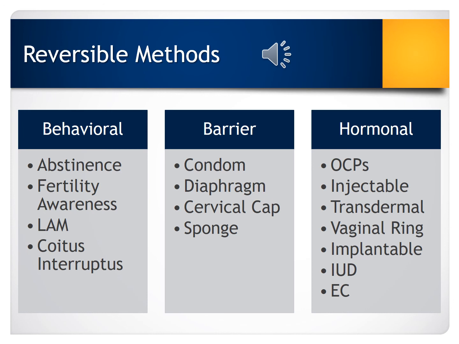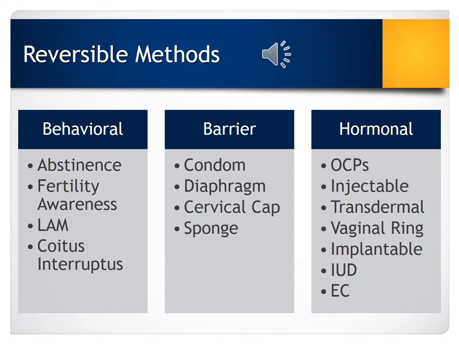Lastly, we have hormonal contraceptives, which include oral contraceptive pills or OCPs, injectable, which is the Depo-Provera, transdermal, which is the patch, vaginal ring, implantables, which is the Nexplanon, IUDs or intrauterine devices, and finally ECs, emergency contraceptives. Contraceptives in this category alter the negative and positive feedback loop of the menstrual cycle, where there's no longer a fluctuation of estrogen and progesterone, thus inhibiting follicle stimulating hormone from triggering the ovaries to create a mature ovum.